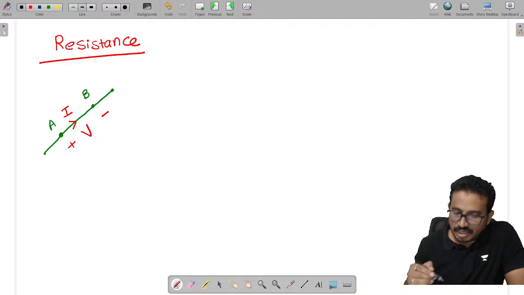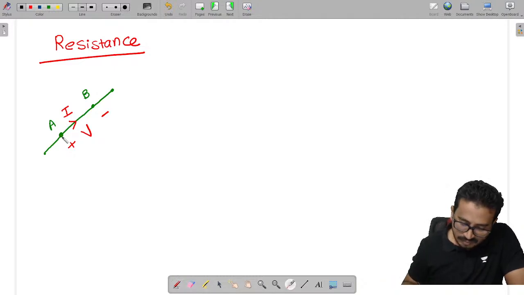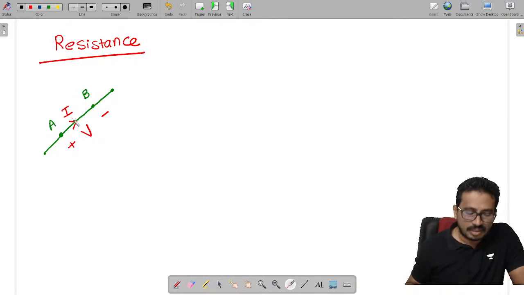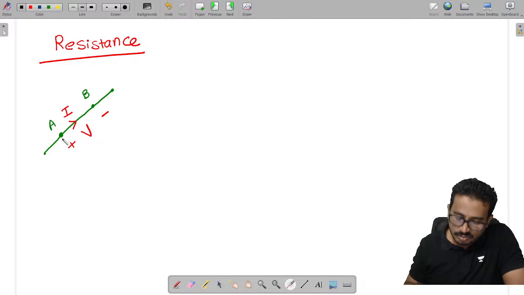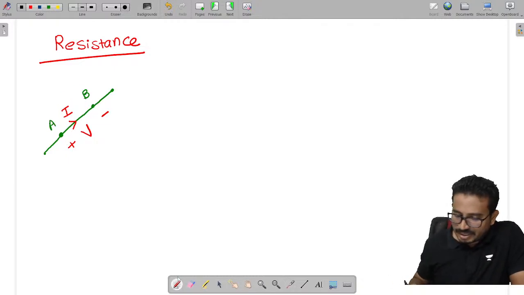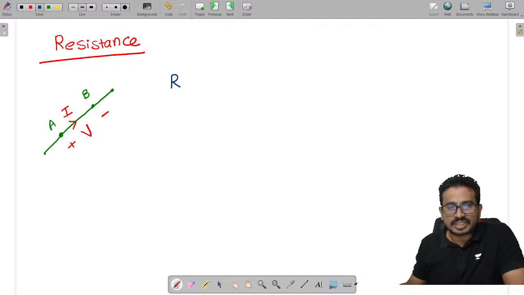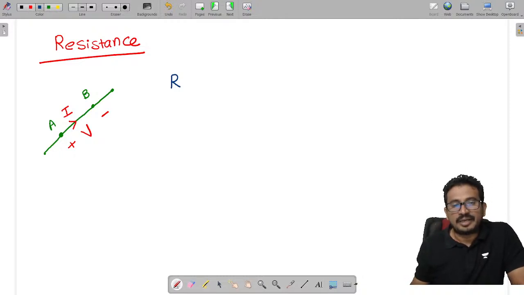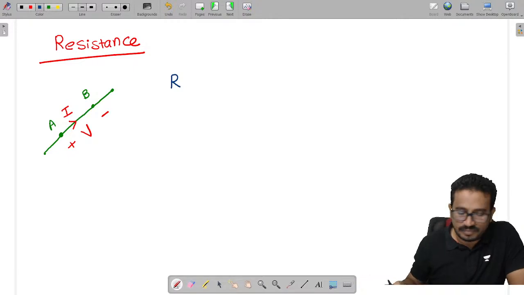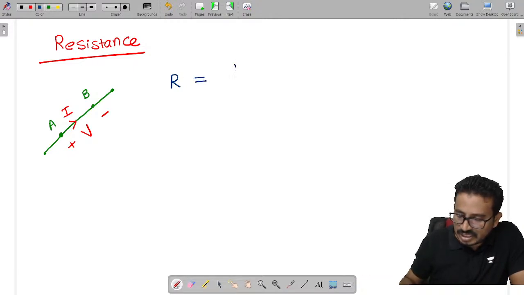Now the resistance faced by the current when it is moving from point A to point B, that opposition faced by the current, is called the effective resistance between A and B, or the equivalent resistance between A and B. It is given as the potential difference between the two points divided by the amount of current passing through the conductor.